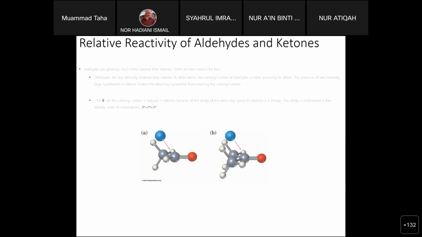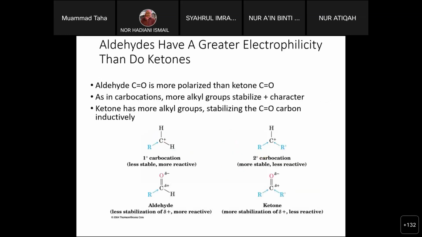Okay, go to the next slide. This is the same thing which I explained there. You can understand it again. You see that only one carbon is stabilizing the positive charge. In case of ketone, two carbons are stabilizing the positive charge of this carbon. That's why aldehydes are more reactive as compared to ketones. Okay, go to the next slide.